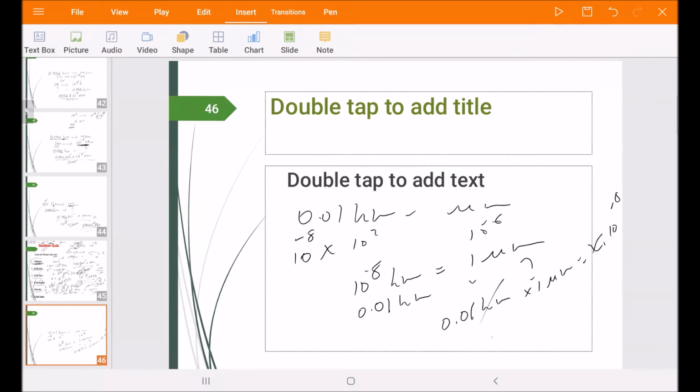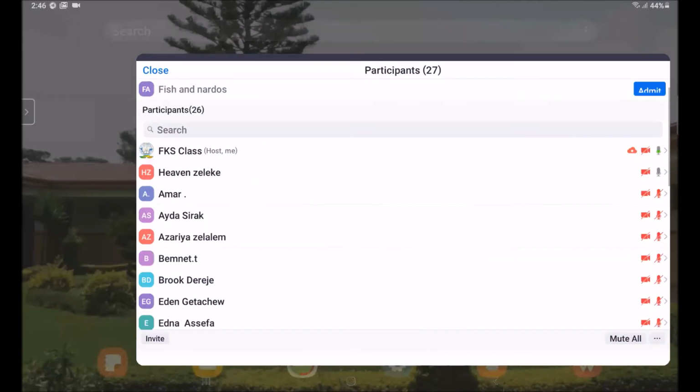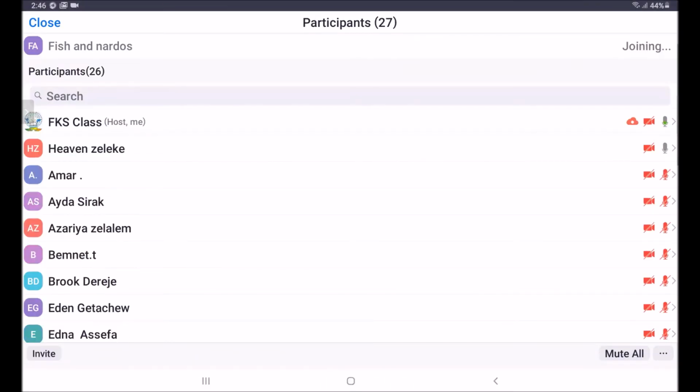Hectometer cancels with hectometer. To obtain the value of x, I have to divide both sides by 10 to the power of minus 8. Minus 2 in the numerator, 10 to the power of minus 8 in the denominator, so minus 2 plus 8. It will be 10 to the power of 6 micrometers. Excellent.